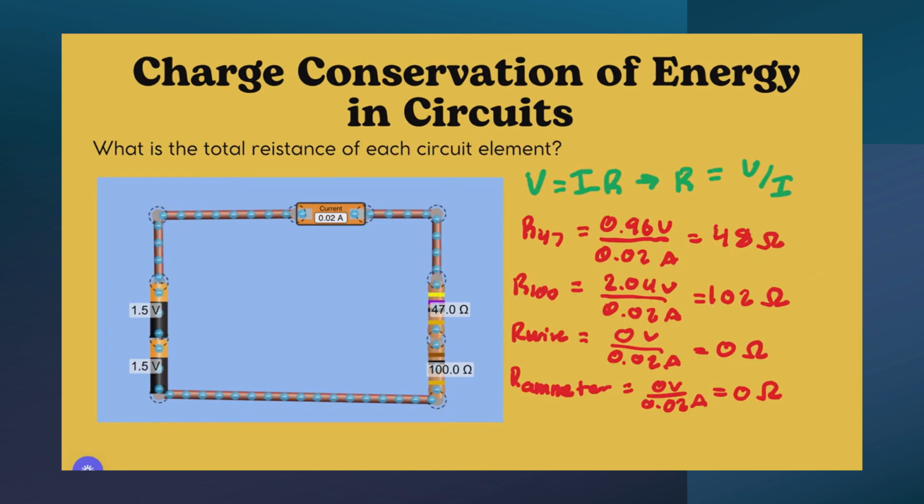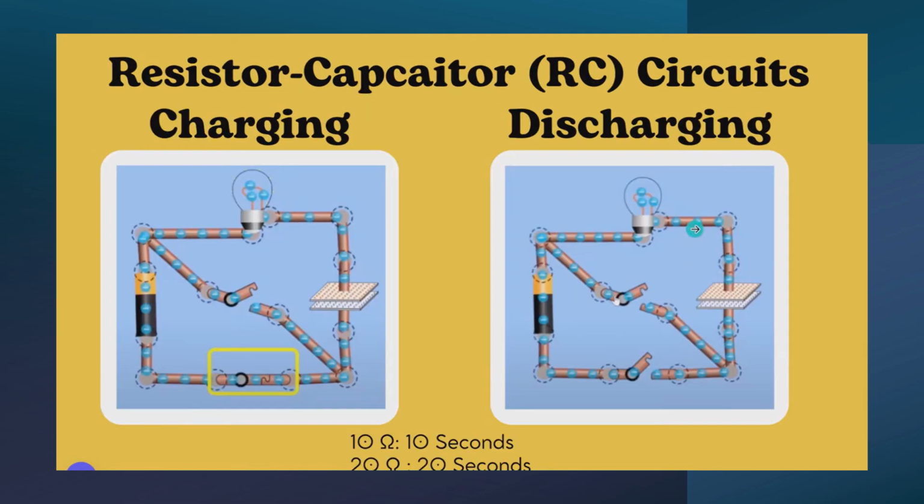So what is the total resistance of each circuit element? So using V equals IR, we isolate R and get R equals V over I, and then are able to solve for each part of the circuit. So R47 we get to be around 48 ohms, R100 we get to be around 102 ohms, R of the wire is just 0, and then R of the ammeter is also just 0.